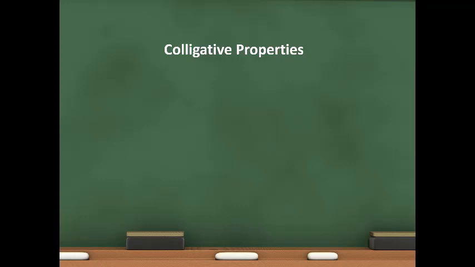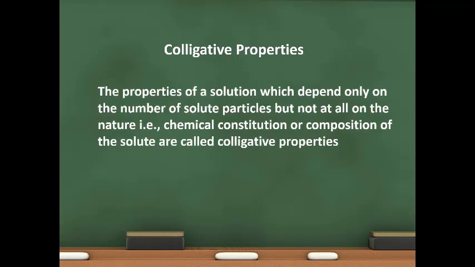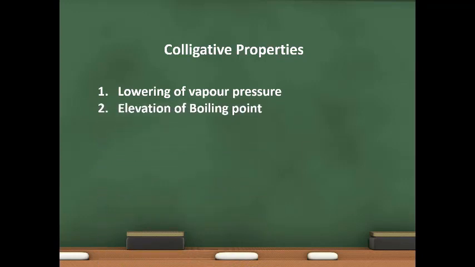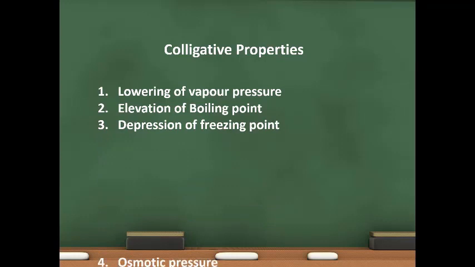So we can define colligative properties as the properties of a solution which depend only on the number of solute particles but not at all on the nature, that is chemical constitution or composition of the solute. We will learn four colligative properties. First one, lowering of vapor pressure. Second one, elevation of boiling point. Third one, depression of freezing point. And fourth one, osmotic pressure.